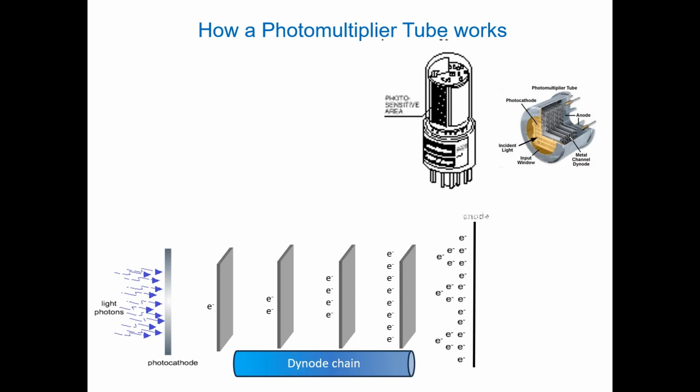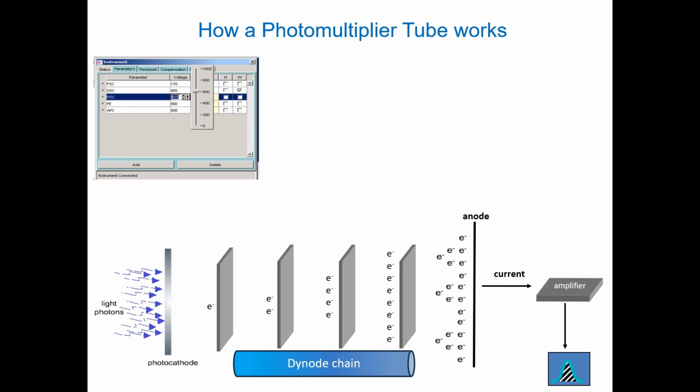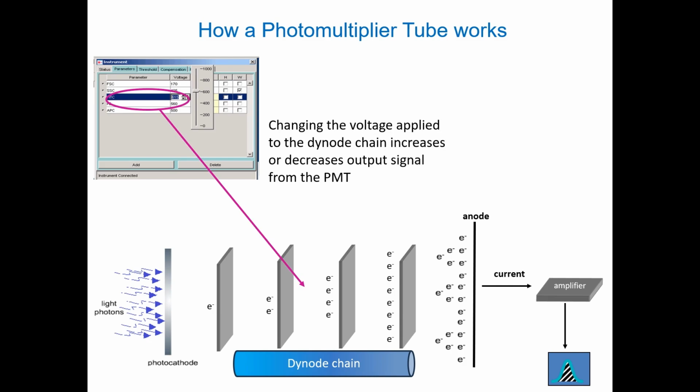The anode produces a current, it's amplified, and a voltage pulse is generated that's proportional to the number of photons that hit the cathode and to the voltage that's applied to the dinode chain. You control that multiplication factor by changing the voltage on that detector using the instrument settings in the acquisition software. Depending on the voltage applied, it's possible to have a multiplication factor of as many as 10 to the 7th electrons at the anode for every electron that left the cathode.